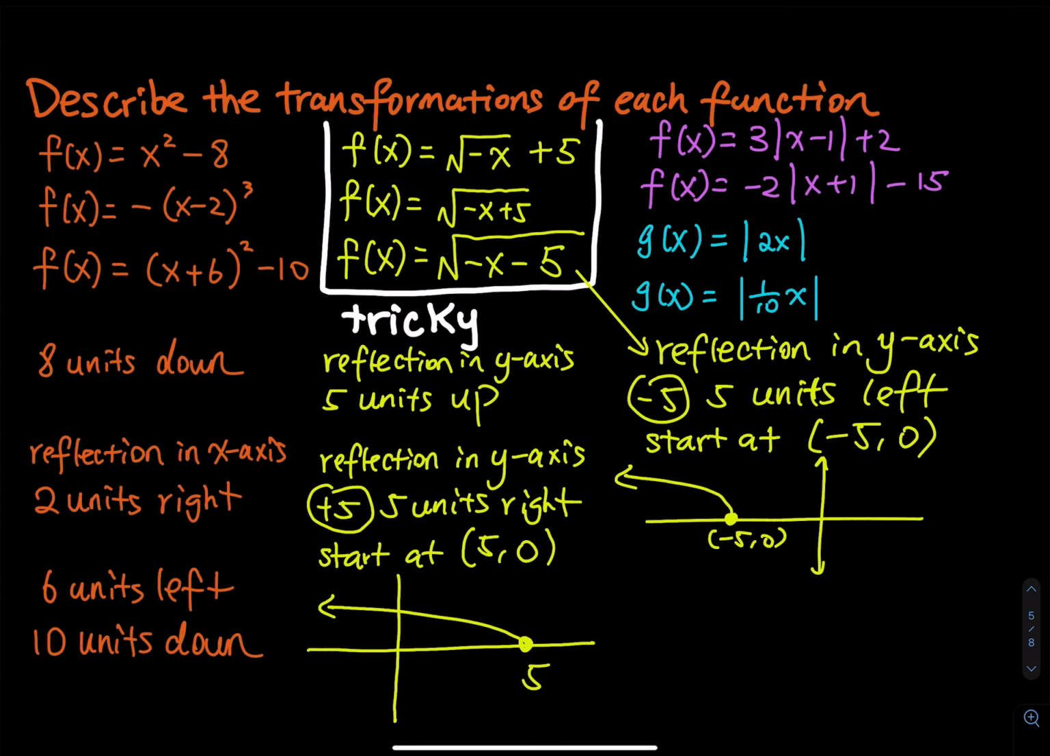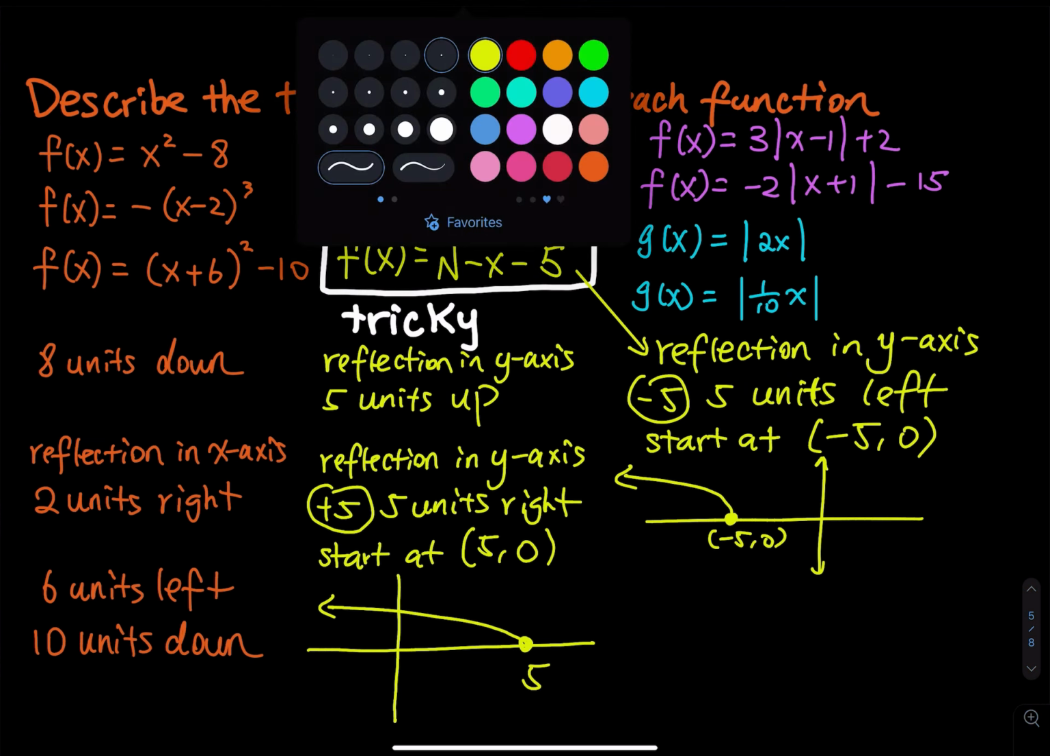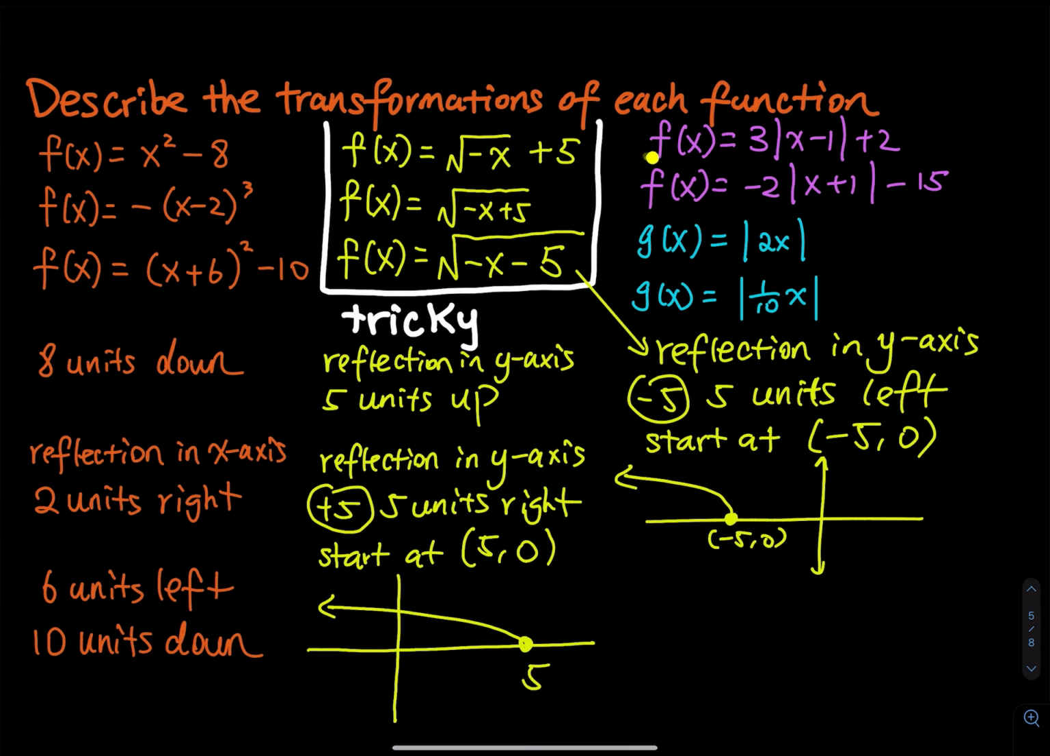All right, so this is a little bit tricky because in the second power, the third power, usually the minus is to the right, the plus is to the left. But for square root, think carefully. Okay, so moving on to the next problem, we have f of x equals 3 times the absolute value of x minus 1 plus 2. So clearly the 2 is 2 units up.